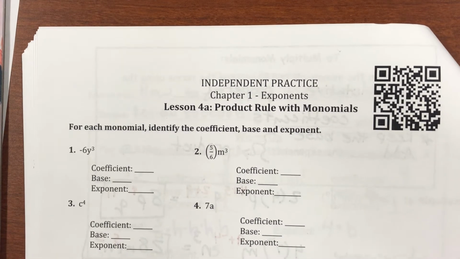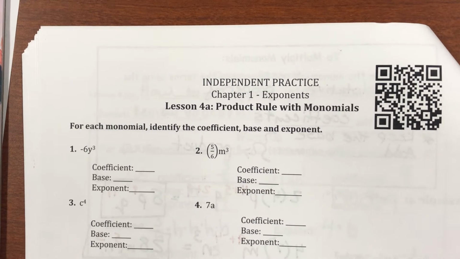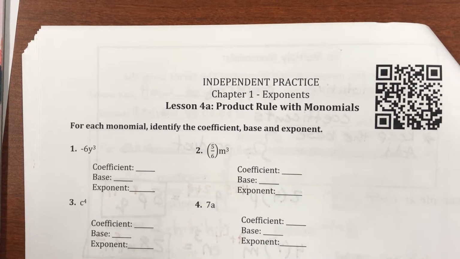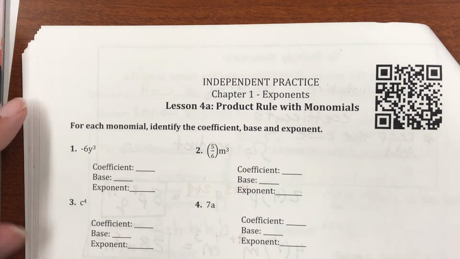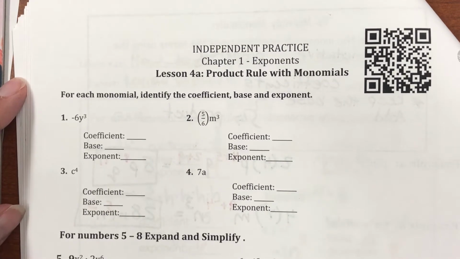We are on Chapter 1, Exponents, page 22 in your packet, which is Independent Practice, Product Rule with Monomials. Now, it's your option, but I would strongly suggest turning off the video, taking a few deep breaths, and trying these problems. If you have a calculator, of course, you can use it. You don't need it for all of these, but try the problems.